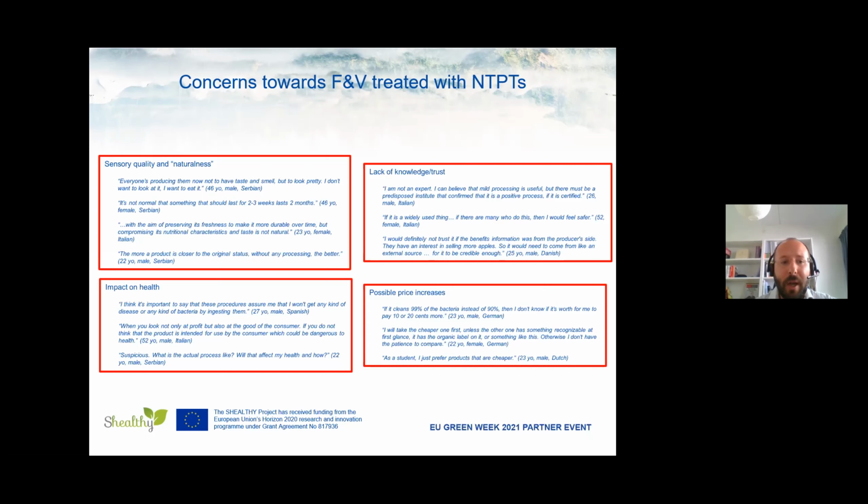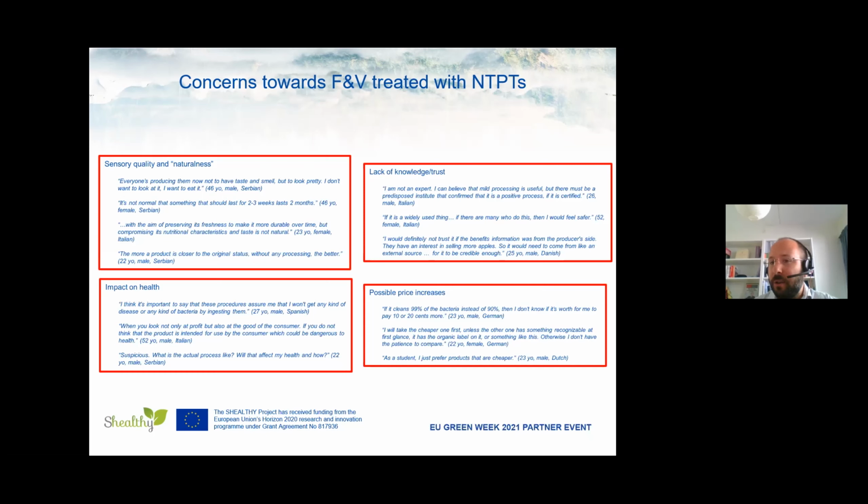Another concern is, of course, whether this would have any harmful effect on health. And they would expect that the certification bodies are vetting these novel technologies. Generally, there was mistrust due to lack of knowledge. A lot of consumers do not feel that they know enough to actually evaluate the possible risks and benefits of this technology, so they would expect to be adequately informed about it.